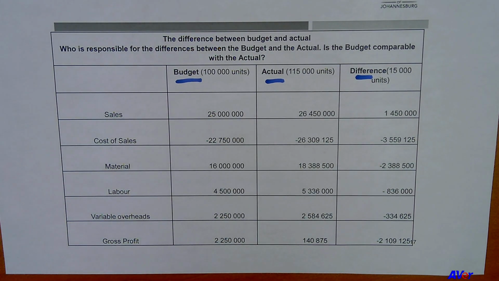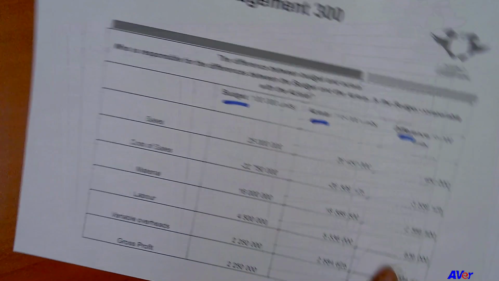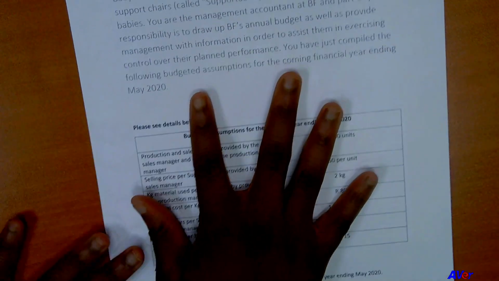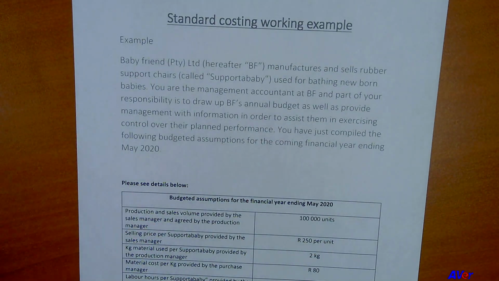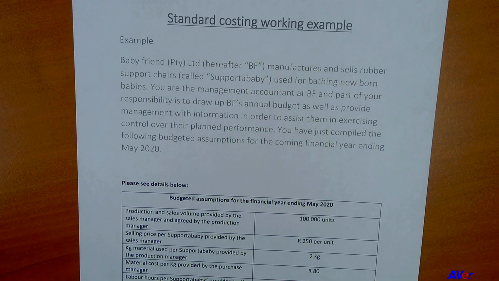So if I can just take you through what we went through, then you will see that we started here. We said we've got Baby Friend Pty Ltd, which we're going to call BF going forward. They manufacture and sell rubber support chairs called Support a Baby. You know those blue, pink, or white chairs that you use for babies? You normally give them at baby showers. But it's an old thing actually. I'm sure you've used one as well when you were young. So these bath tubs are used to bath newborn babies.